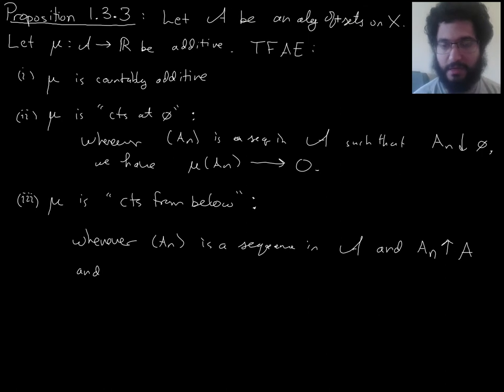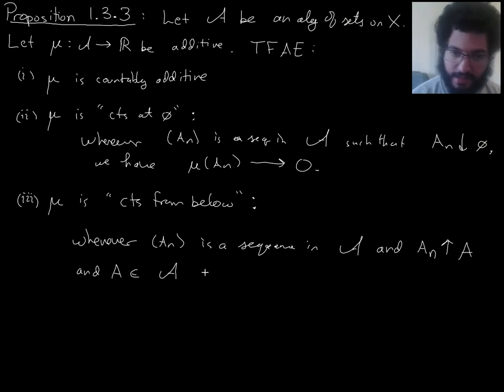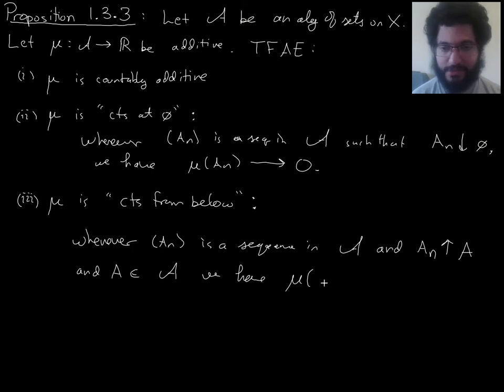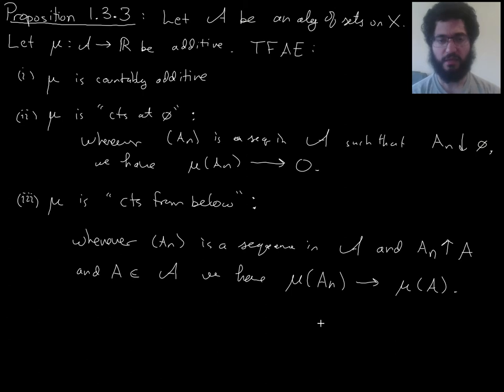The empty set is always in any algebra of sets, but it's an algebra of sets. It need not be closed under countable unions. So I need to add the assumption here that the limit, or the union, of the ANs is actually in there. So whenever I have a sequence like that building up to something that is also in the algebra of sets, the limit is preserved in this sense. So mu of the ANs converges as a sequence of real numbers, converges to mu of A. All right, so that's continuous from below.